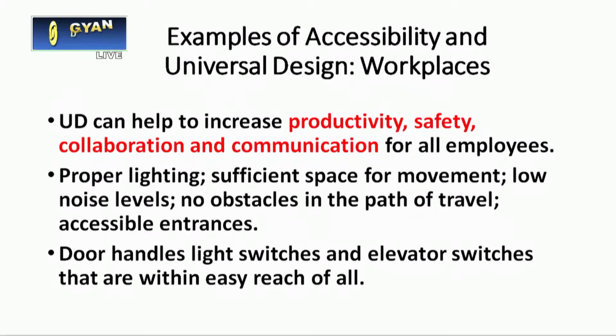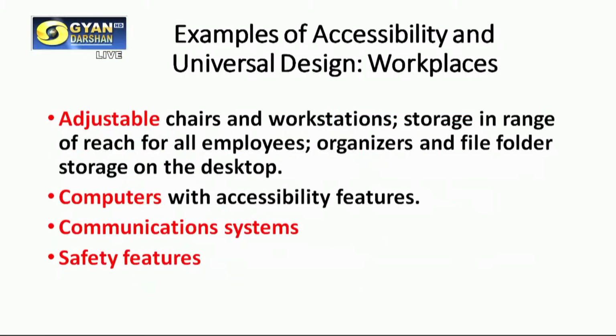So simple things: proper lighting, sufficient space for moving around, low noise levels for people who have a low tolerance for noise, no obstacles in the travel path, accessible entrances where perhaps wheelchair users can enter comfortably, door handles being at a level that can be used by persons who may be using wheelchairs, and switches which are easily reached by all persons. So these are some examples.